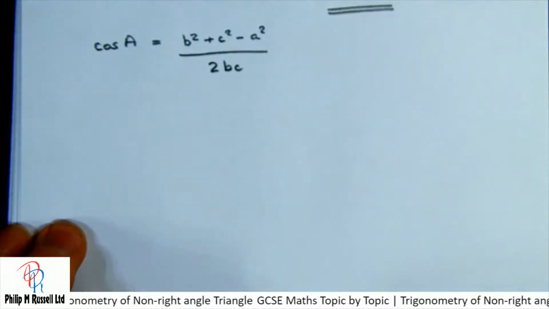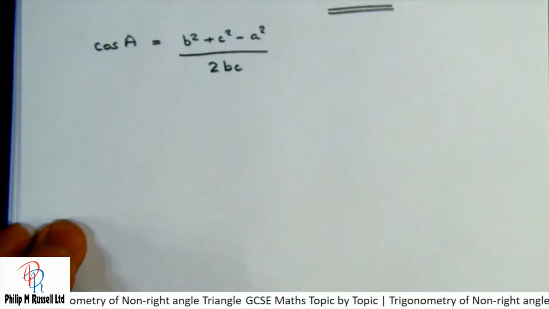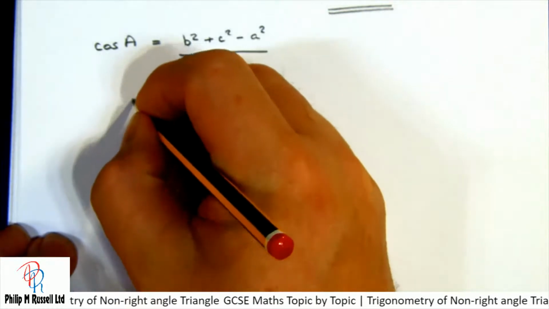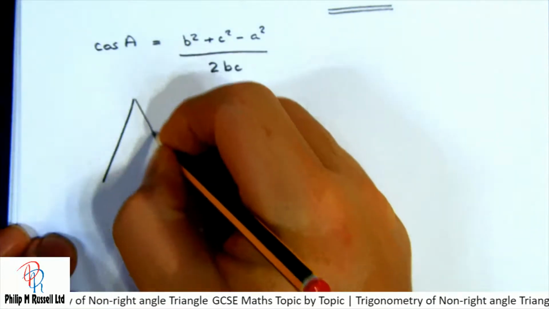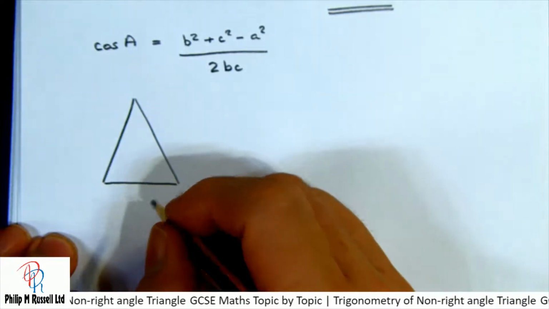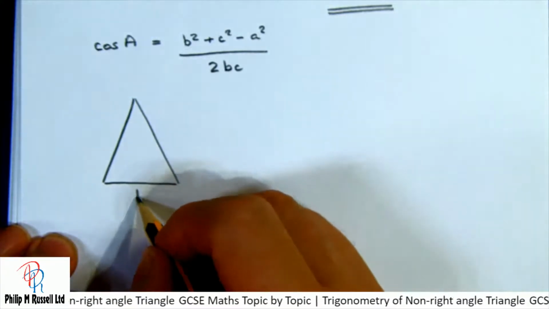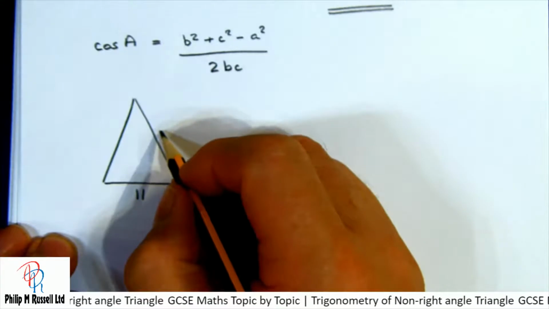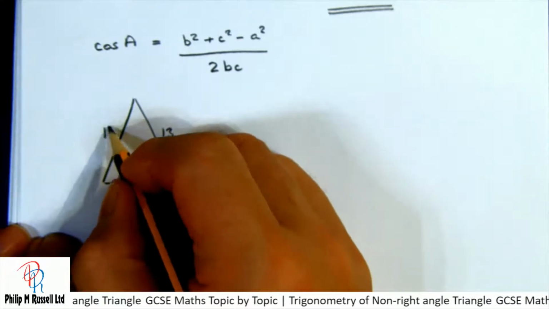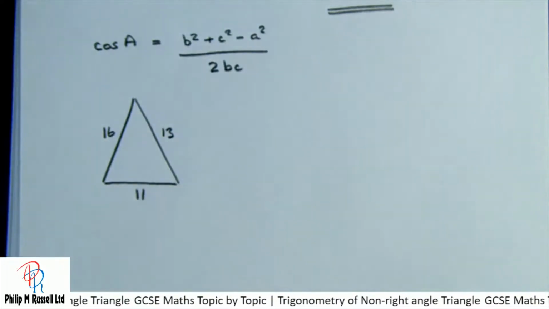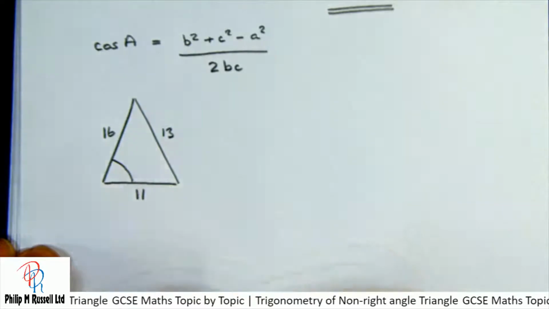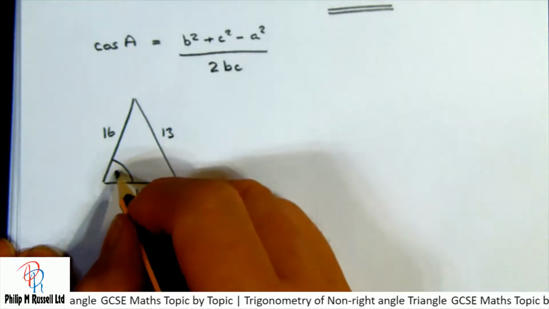Let's have a triangle to try and work this out. And we'll look at a nasty triangle here. This side's 11, this one's going to be 13, and this one's going to be 16. Let's see what we can work out. And I'm going to work out this particular angle.